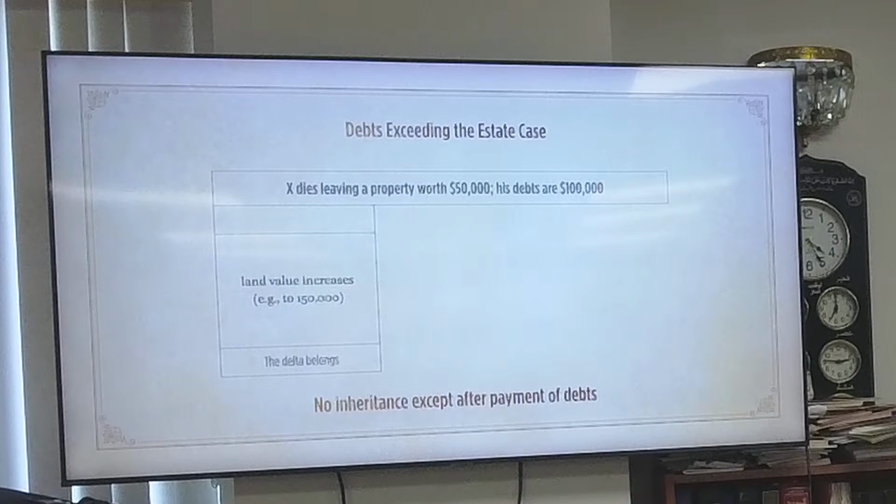Let's move to one. Now, let's take this case. The debts exceeding the estate case. So somebody left $1 million, but his debts are $1 million. There is nothing left to be divided. Let's go home. So no inheritance except after payment of debts, basically.